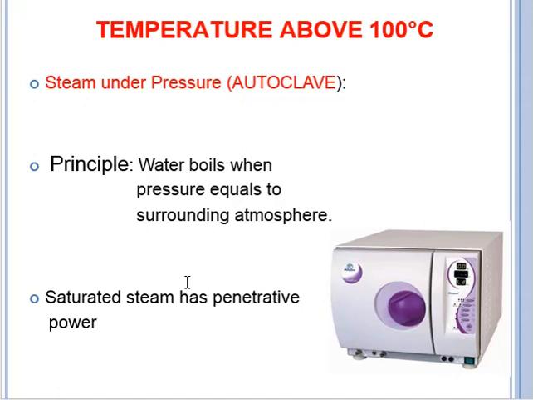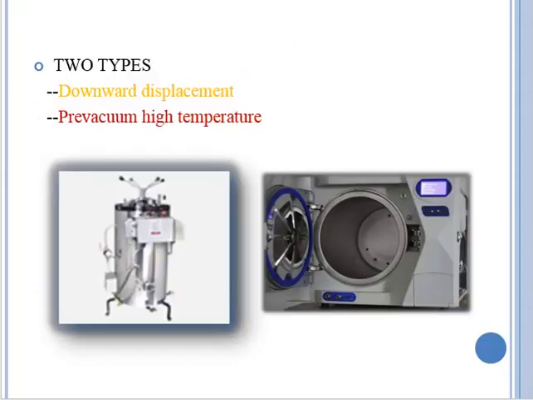When the temperature is above 100 degrees Celsius, it is steam under pressure, also known as autoclave. The principle is that water boils when its pressure equals the surrounding atmosphere, and saturated steam has more penetrative power. Two types of autoclaves are there: one is downward displacement and the other is pre-vacuum high temperature.